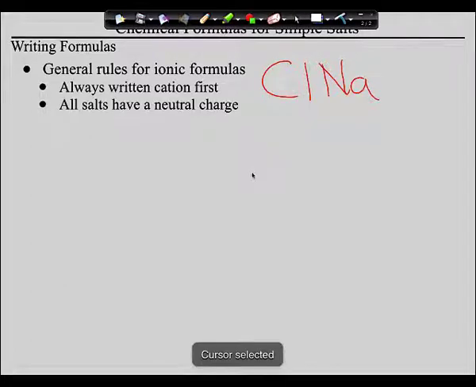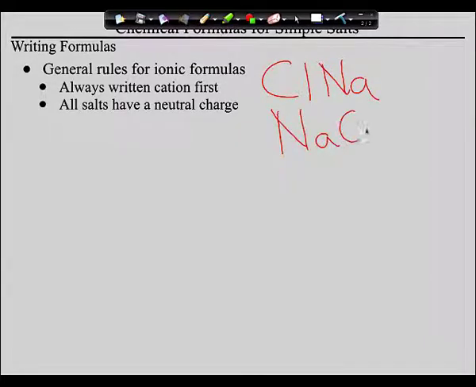Rule number 2 is this. All salts have a neutral charge. Now guys, this one's a little more obscure, but you already kind of knew this because you know that this is not sodium chloride. This is not table salt.